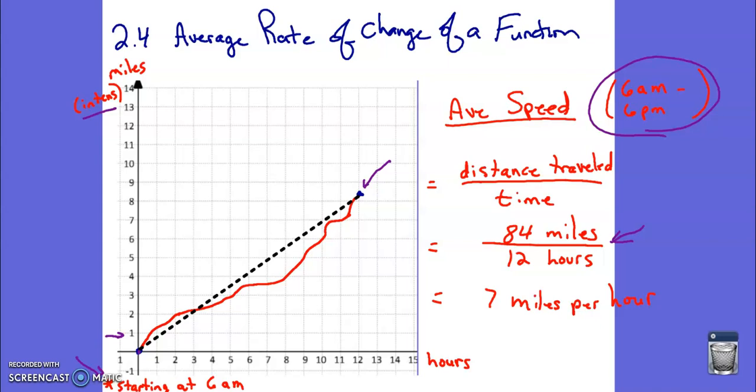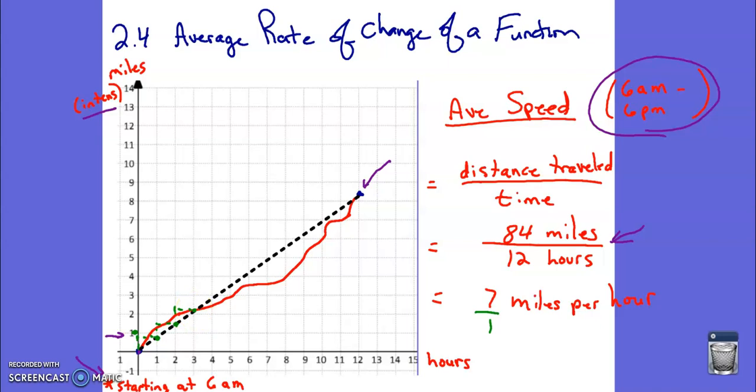And if you notice, this 7 is actually the slope of the line. So this is 7 over 1. If you had to go up 7 and then over 1, see it's right there. Up 7 over 1, up 7 over 1. And so that's the average rate of change between those 2 points.